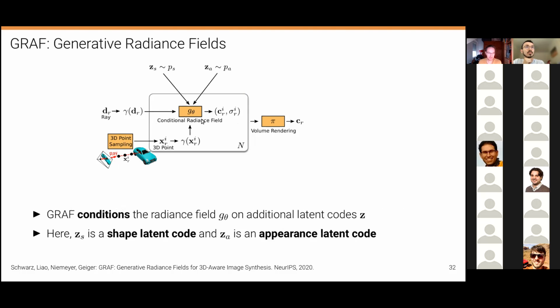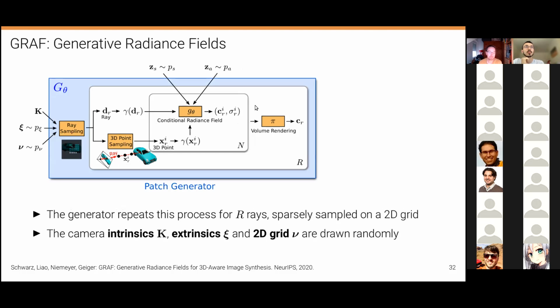It is called a conditional radiance field because in addition, we condition on a latent shape code and a latent appearance code. And we structure the architecture of the conditional radiance field in a way that these two latent variables are automatically disentangled through the inductive bias of the architecture of G. And then the generator repeats this process for R rays that are sparsely sampled on a 2D grid. This is this patch-based GAN that I was mentioning before. And the camera intrinsics and extrinsics and these grid parameters are drawn randomly from some prior distributions.